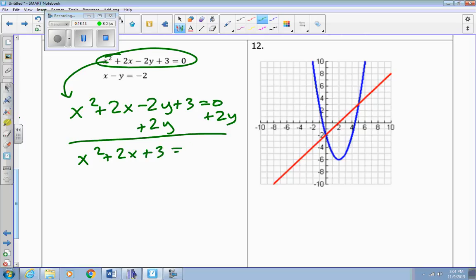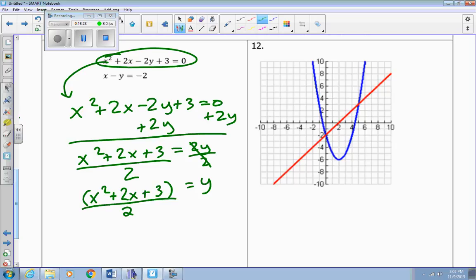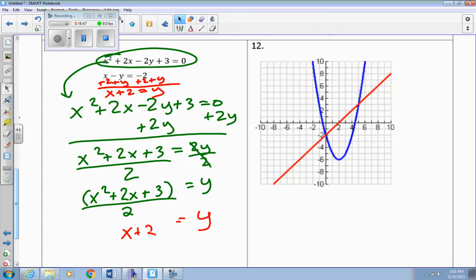Divide everything by 2. So y equals, and in the calculator, you have to put parentheses around the numerator. And so that will enter that in. And this other one, if I add y to this side, and I add 2 to the other side, that will get us x plus 2 equals y. So our other equation is x plus 2 equals y. Let's put this into the calculator. Okay, add both of them in the calculator.